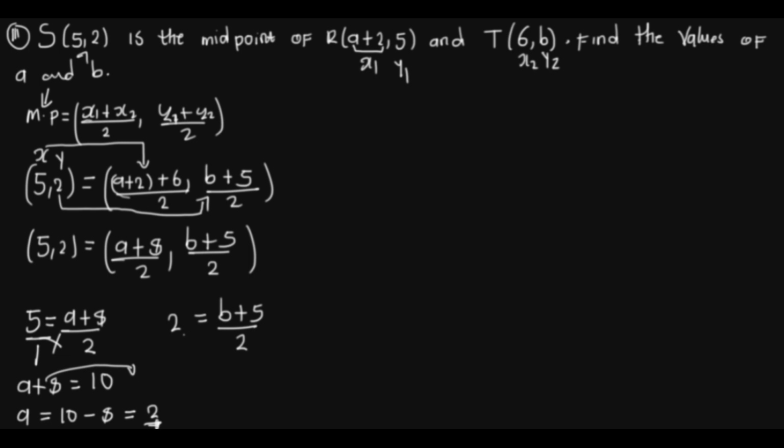Okay, now let's solve for this one. We cross multiply. So 1 times b plus 5 is b plus 5, which is equal to 2 times 2, that is just 4. We collect the like terms, so b is equal to 4. When 5 shifts to the other side it becomes negative 5. 4 minus 5 is negative 1. So the value of a is positive 2 and the value of b is negative 1.